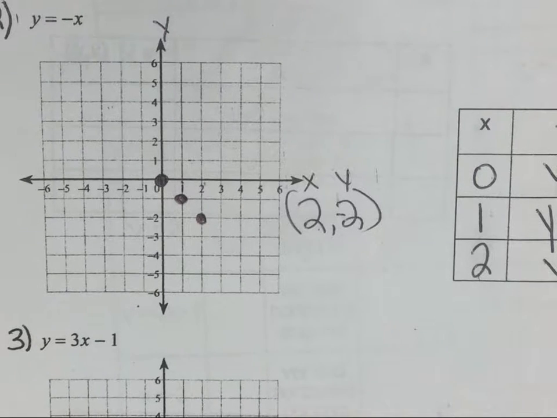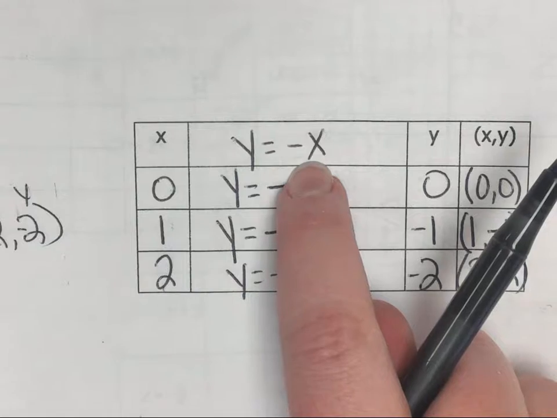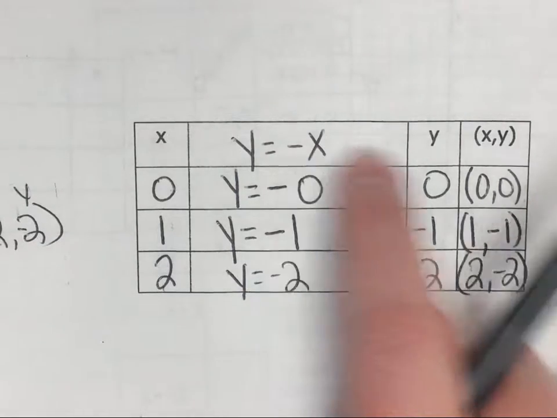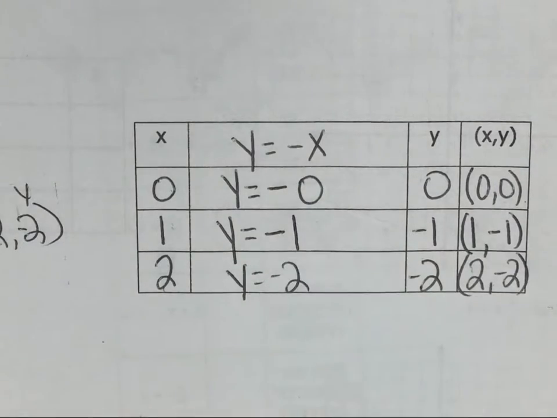Guys, if your points are not lined up in a straight line, guess what? It's wrong. So why is it the same number? Why is 1, negative 1 then 2, negative 2? Because that's what our equation gives us. When we plug in 0, it gave us 0. When we plugged in 1, it's a negative of that x value, so it's just negative 1.